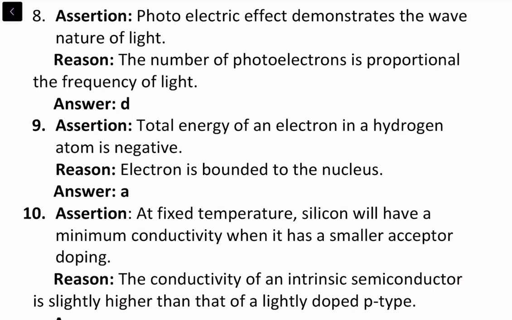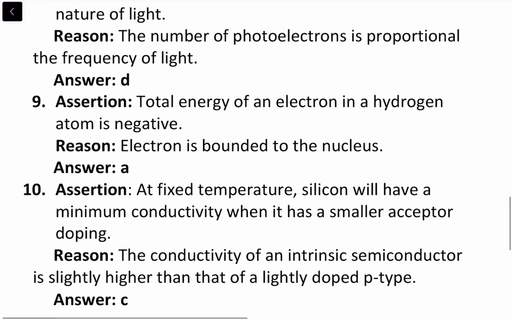There is a force of attraction between them, that is the electrostatic force between them. Therefore, the electron is bound to the nucleus. That's true. And therefore, the total energy of the electron comes as a negative value. That's true. So, assertion and reason both are correct. And also, the reason is the correct explanation of the assertion. Therefore, the answer is A.